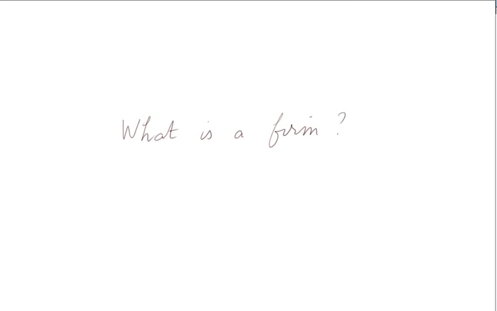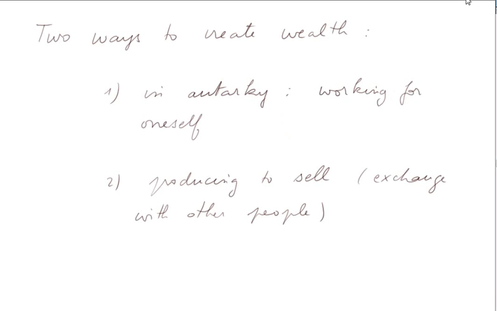Let us begin this general accounting course with the question, what is a firm? There are two ways to create wealth, either in autarky, that is working for oneself, or producing to sell, that is exchange with other people. And in this case, we talk about a firm.